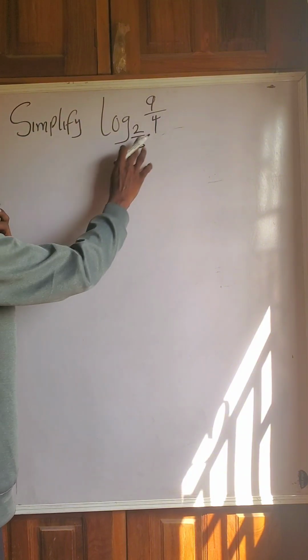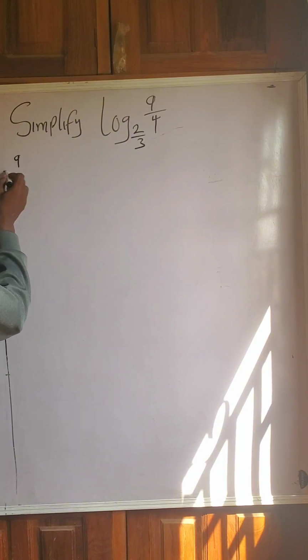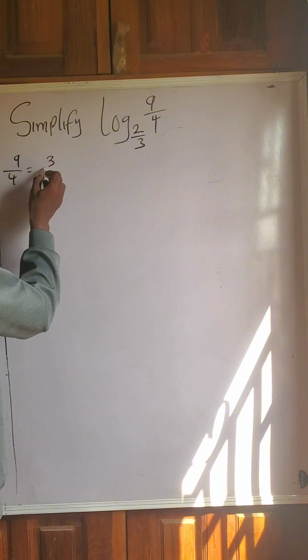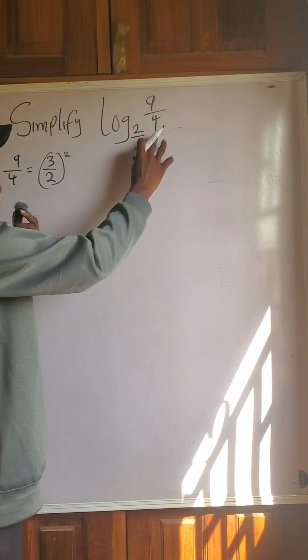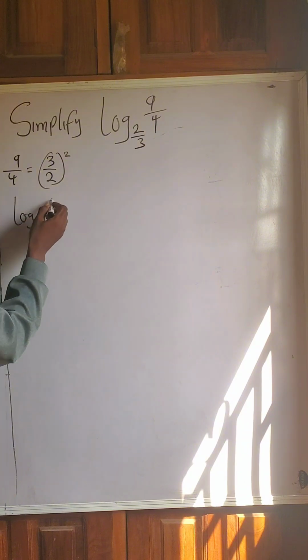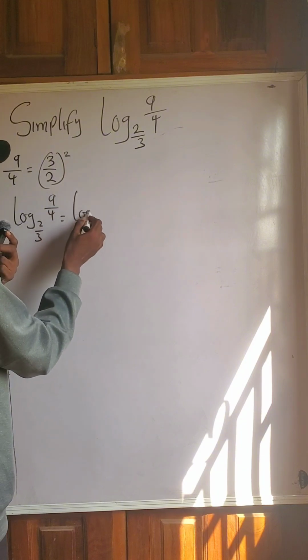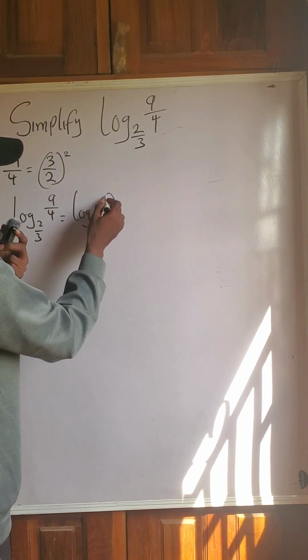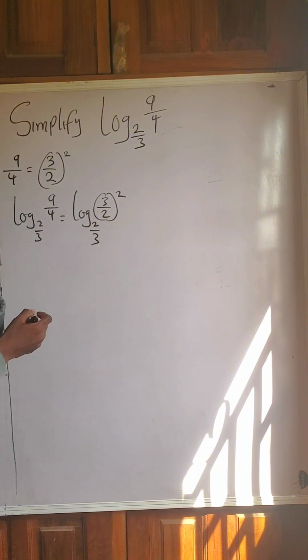So we have log 9 over 4 base 2 over 3. Don't forget that 9 over 4 can be written as 3 over 2 squared, right? So I'm going to replace 9 over 4 with 3 over 2 squared. So log 9 over 4 base 2 over 3 will be equal to log 3 over 2 squared base 2 over 3, right?